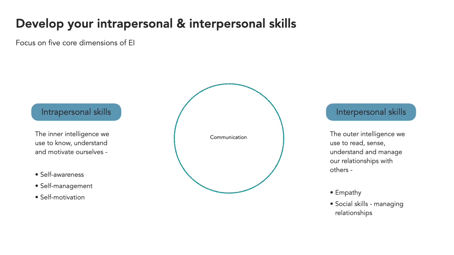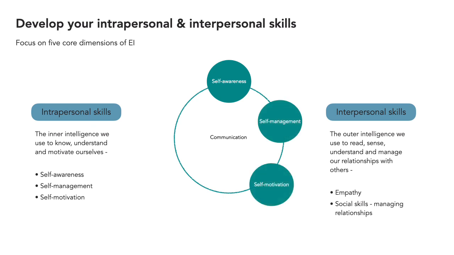So in my next video, I'm going to focus on the first dimension, which is self-awareness. But I wanted to delve a little bit more into the differences here between intra and interpersonal skills, which are kind of obvious really, but I'll run through them quickly. So for intrapersonal skills, this is the inner intelligence we use to know, understand, and motivate ourselves. So self-awareness, self-management, self-motivation. And in those interpersonal skills, we're looking at that outer intelligence that we use to read, sense, understand, and manage our relationships with others, empathy, and social skills.